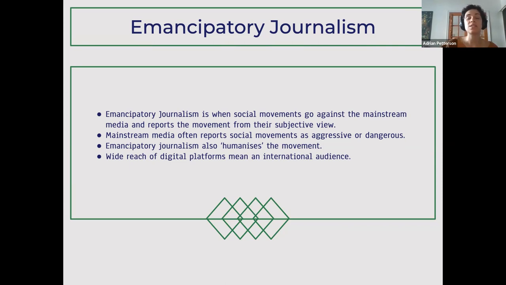Emancipatory journalism also humanizes the movement. It gives a human face to the movement and represents members of the movement in a way that creates sympathy and empathy for the movement and therefore support. It also allows a wider reach of digital platforms to get an international audience. And this has been really key in a lot of different social movements, particularly as we'll talk about the farmers' protests in India, where international support means international funds, international coverage, and that can also help a social movement continue long-term. I'll hand it over to Darshana to get some background on Indian journalism.